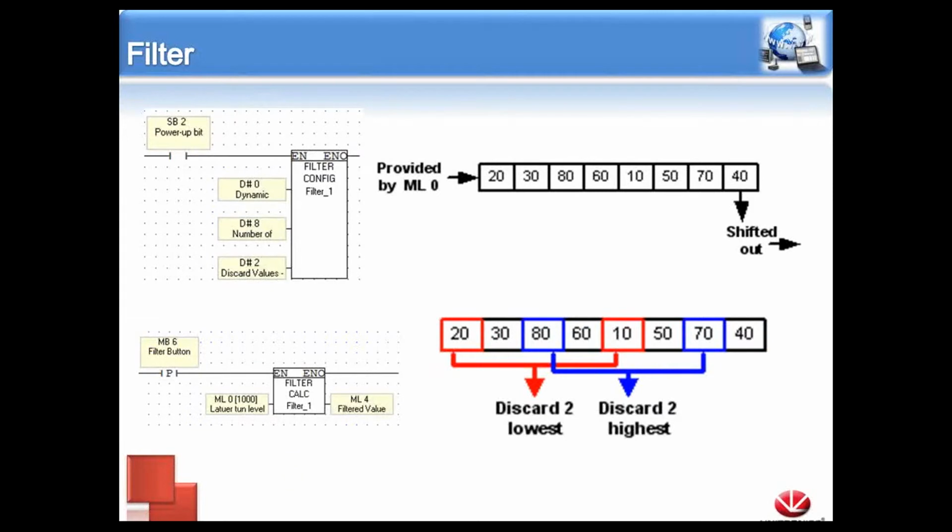There's basically only two parts to using the filter function block. The first is the configuration. Of course, we want to put this on SB2. That's our power-up condition. It's going to run once when the controller first turns on, and then it's never going to run again. It's going to ask you for three pieces of information.